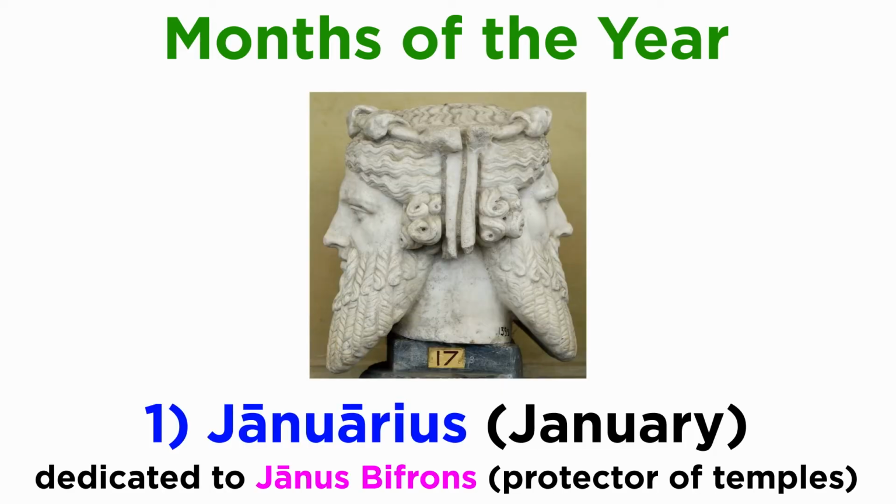Januarius, January, dedicated to the god Janus Bifrons, the protector of temples. With 2 sets of eyes, he was a great custodian. He could also see the past and the future.